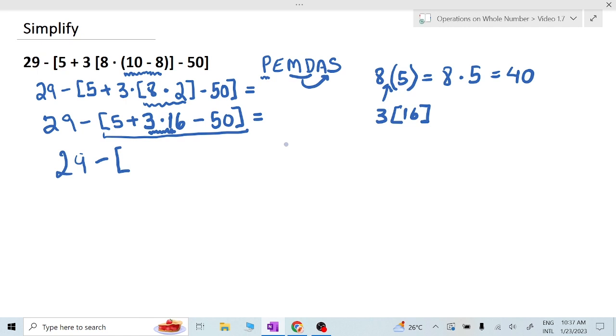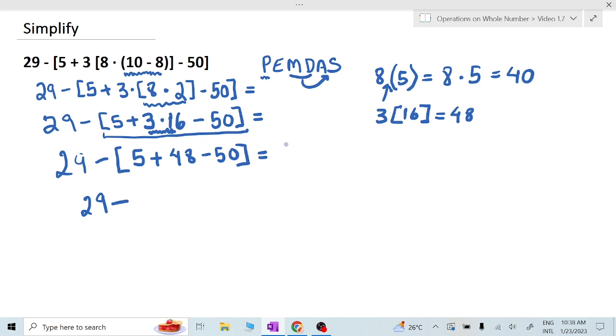How much is 3 times 16? 3 times 6 is 18. 3 times 1 is 3. Plus 1 is 4, 48. So 5 plus 48 minus 50. It's important you do it step by step here, otherwise you can get it wrong. Now, 29 minus, we're going to eliminate this.